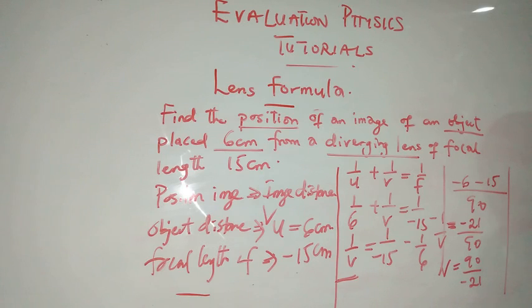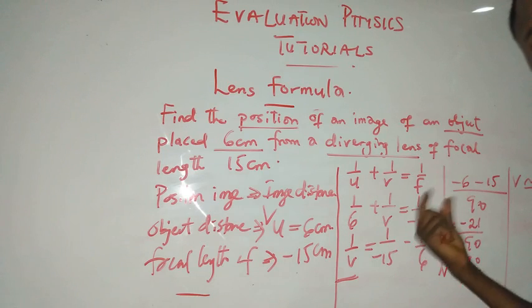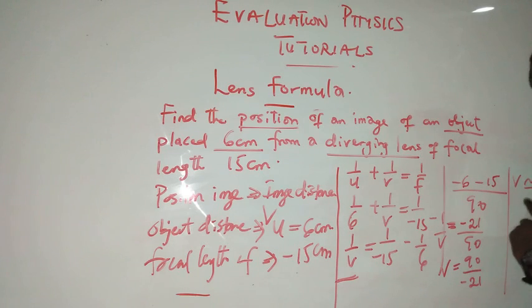And 90 over minus 21 is approximately equal to minus 4.3 centimeters. What does this minus tell you? It confirms that the image distance is negative. Meaning that the final image is virtual.